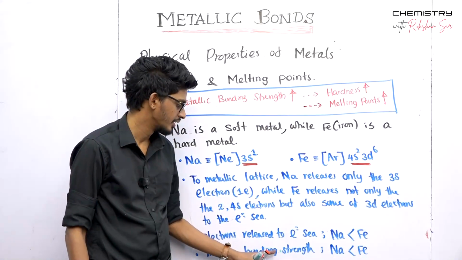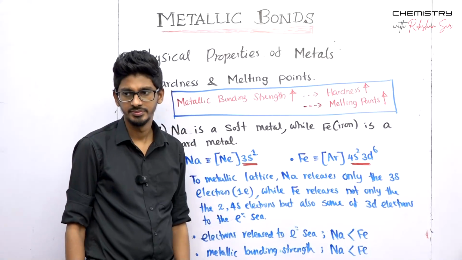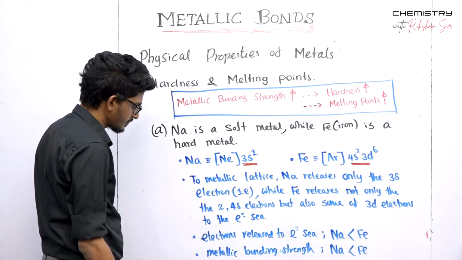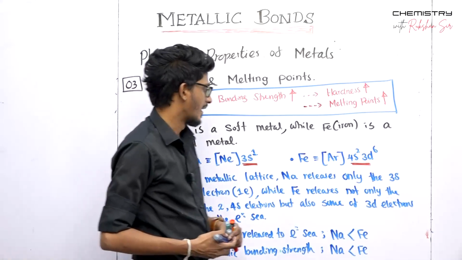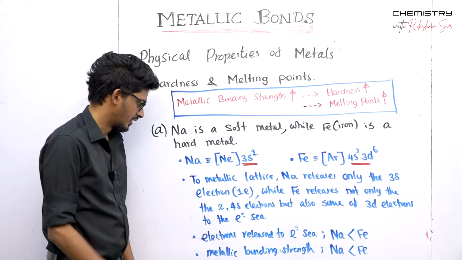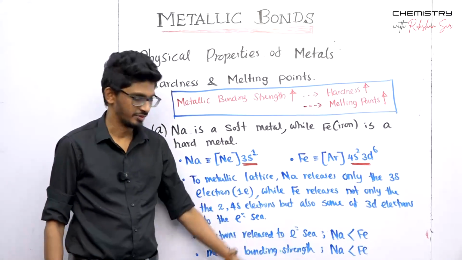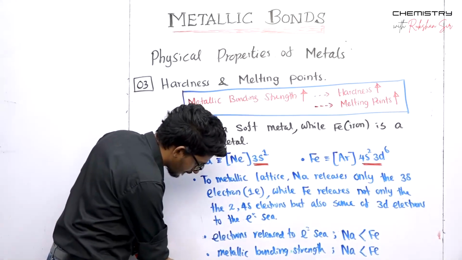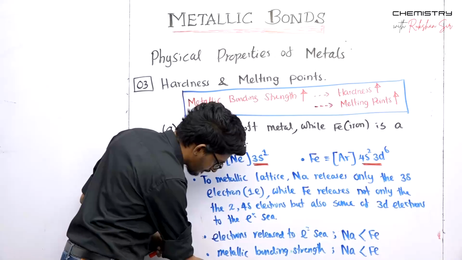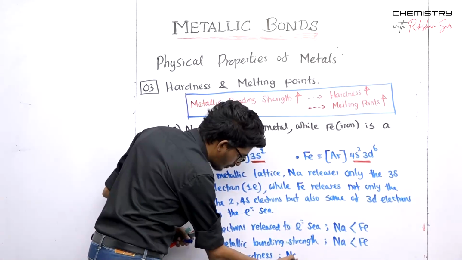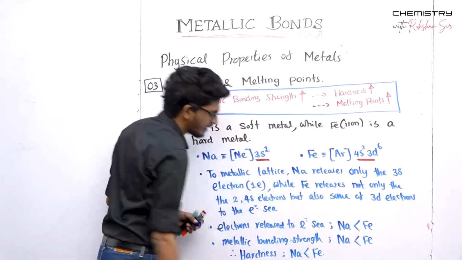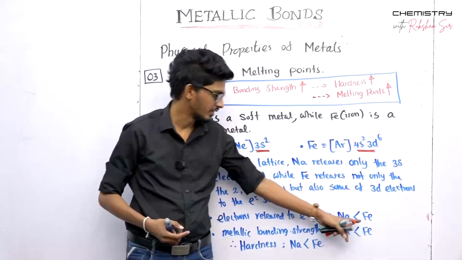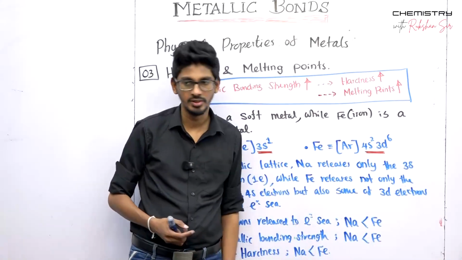The more electrons are released to the electron sea, the higher the metallic bonding strength. So one can say sodium is a soft metal, while iron is considered a hard metal, all due to the metallic bonding strength. So hardness is low with sodium and high with iron, because the greater the metallic bonding strength, the greater the hardness. That is why iron has a greater hardness than sodium.